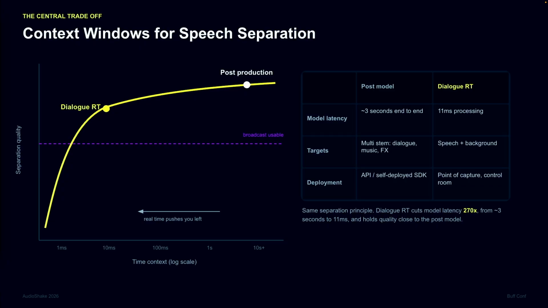So here are some trade-offs, right? Like how does this actually work? So you can see here that Dialog RT derived dialogue is within 11 milliseconds, and it's well above the broadcast usable use case. And here's the post-production version. And the challenge here is that you're pretty much racing against the physics of the entire system.